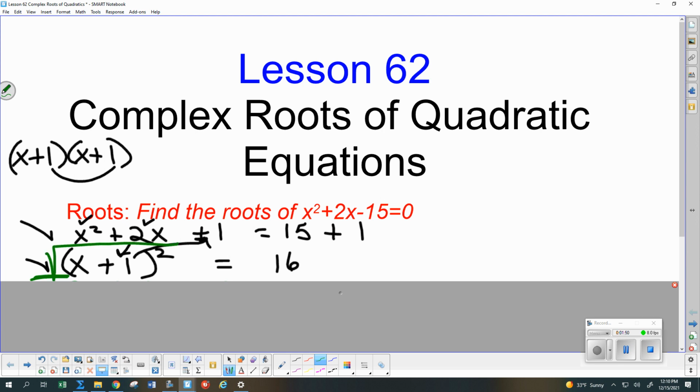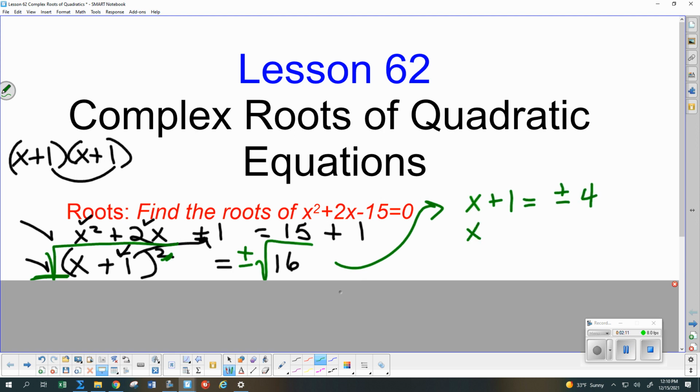So now I can take the square root of both sides, as long as I remember the plus or minus sign that needs to go in front there. So that means that I have square root, undid my square over here. So I have x plus 1 is plus or minus, square root of 16 is 4. So if I subtract the 1 from both sides, I get negative 1 plus 4 is 3, and negative 1 minus 4 is negative 5. Questions on that one?